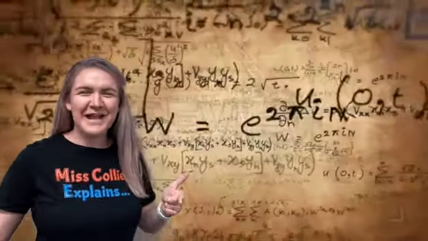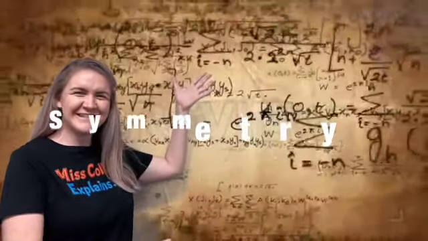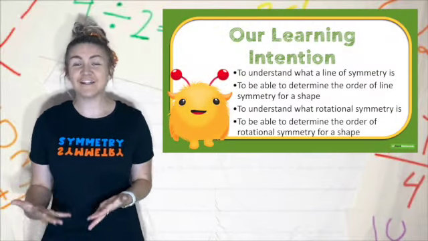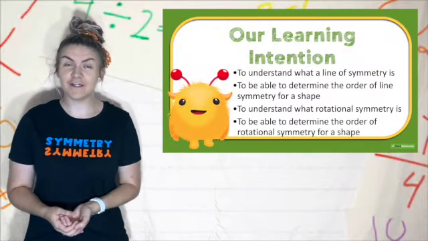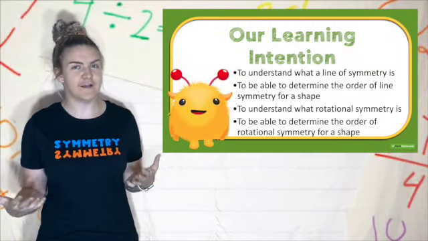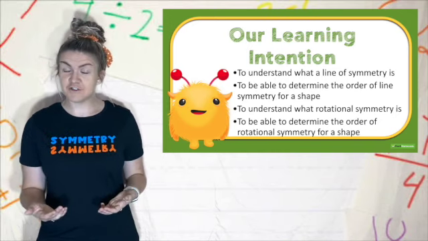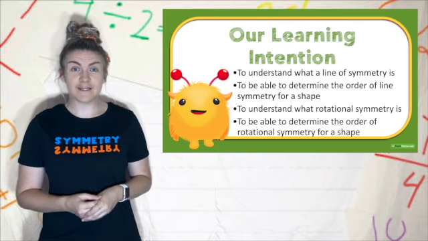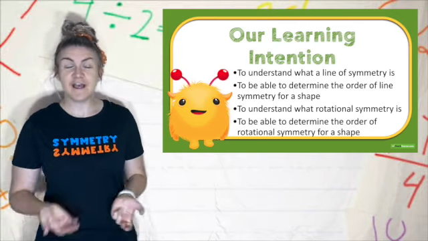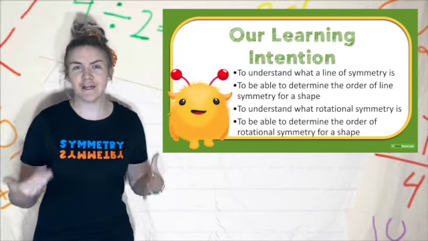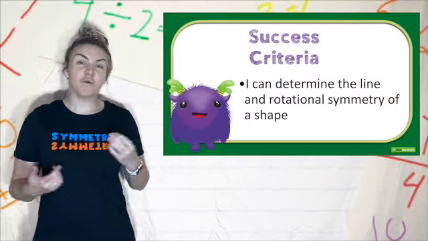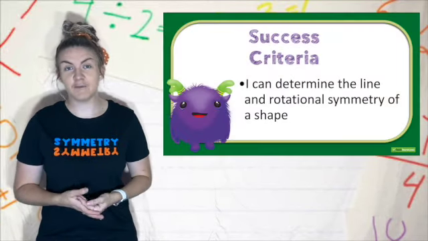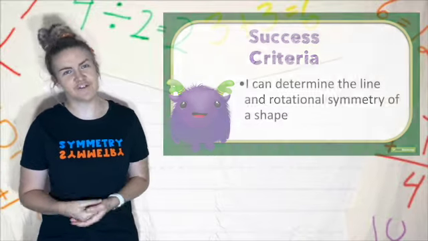Miss Collier explains Symmetry. Today, our learning intention is to understand what a line of symmetry is, to be able to determine the order for the line of symmetry of a shape, to understand what rotational symmetry is, and to figure out the order of rotational symmetry for a shape. We will know we are successful when we can determine the line and rotational symmetry of a shape.